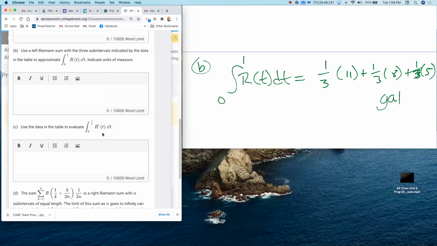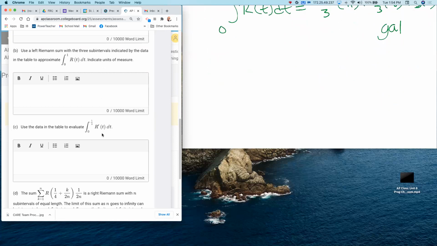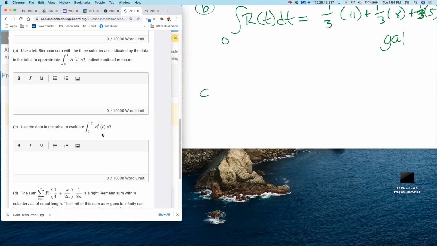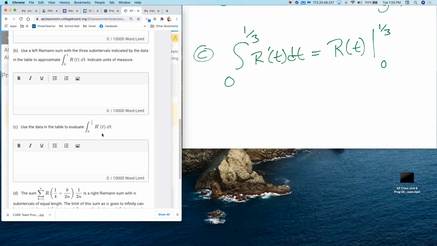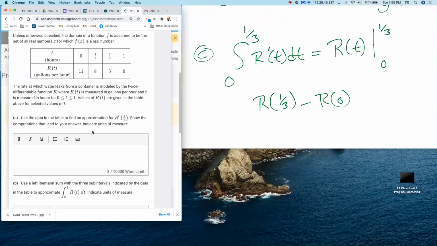So then this last one kind of trips some people up. What you have to think about in part C is, if you integrate from 0 to 1/3 of r prime of t dt, if you integrate that derivative, you should just get r of t evaluated from 0 to 1/3, right? So you should get r of 1/3 minus r of 0. And then you just have to read the table. I mean, you just have to do 8 minus 11.